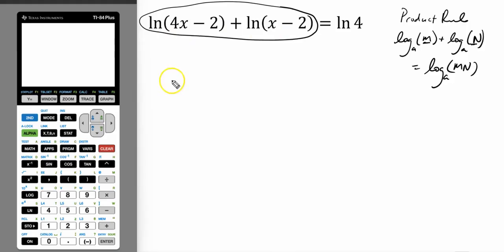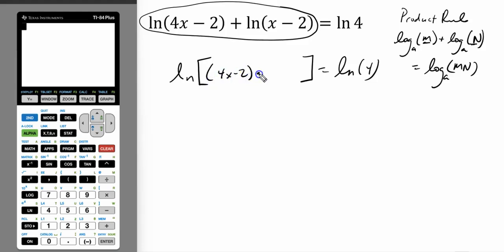So that's what I'm going to do. On this side, I will now have a single logarithm. I still have that on the other side. And I'll have a product, and the first part of my product is going to be 4x minus 2, then times x minus 2. Now I can use the uniqueness property because I now have single logarithms on each side. So by uniqueness, the arguments are equal to each other.